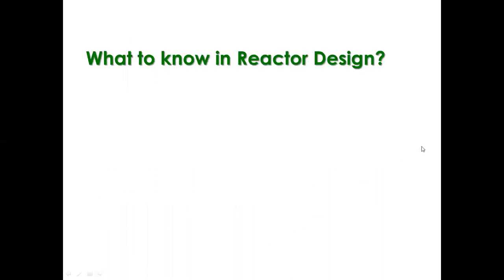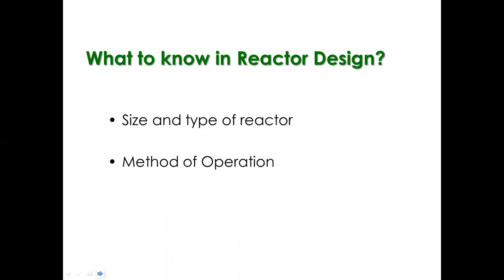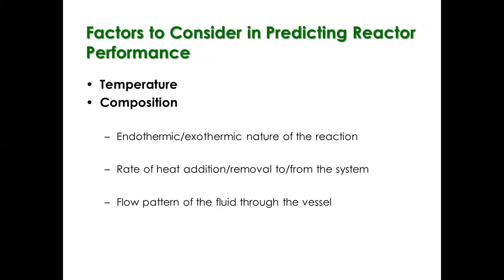Now, what is it that you need to know in reactor design? Actually, I've given this to you at the start in the orientation at the start of the class. So in here, we are to determine the size and the type of reactor that will facilitate a particular reaction, and what should be the corresponding method of operation or mode of operation. So when we speak of mode, would it be steady state? Would it be batch? Would it be semi-batch? So it depends on the design.